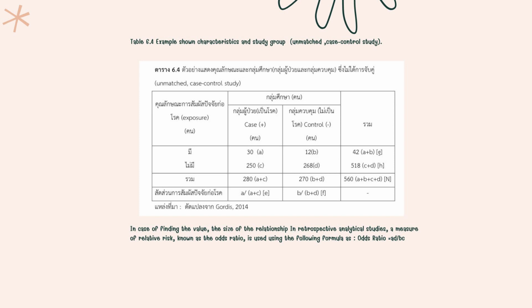For calculating the magnitude of the relationship in an analytical retrospective study for patient, case, or control, a relative risk measure called the OR was used, using the formula. And then, when substituting the values from the data in table 6.4, we get the magnitude of the relative risk.